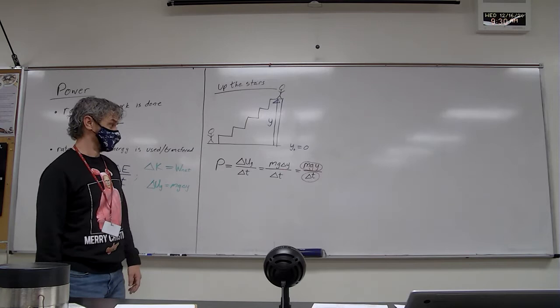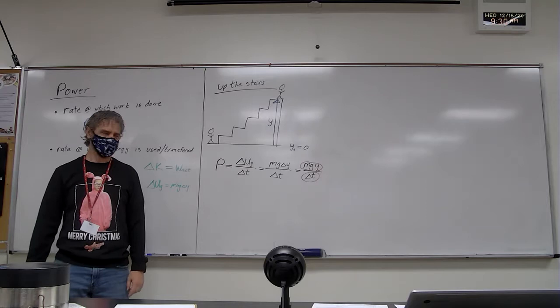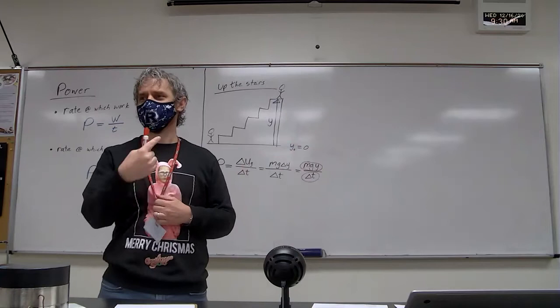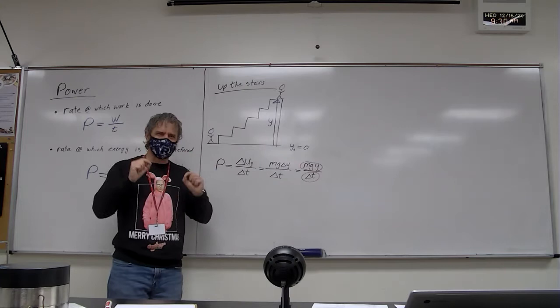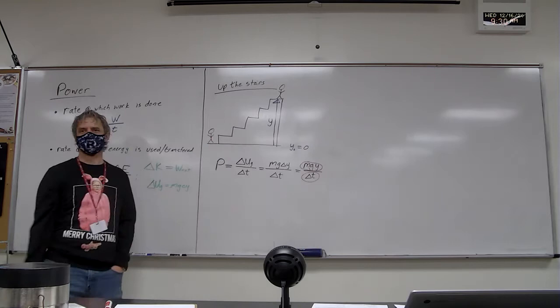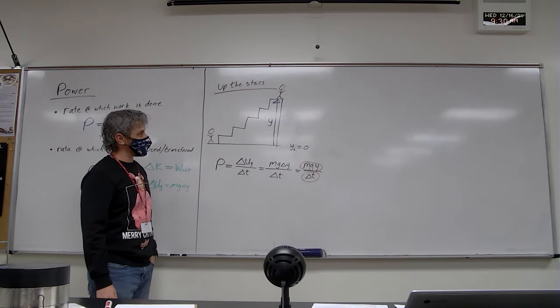So anyway, power output, mgy over delta T if you're talking about an object changing elevation. Note that a lot of example problems involve stairs. A lot of example problems involve weightlifting. What doesn't matter, at least when we're not talking about very specific things going on inside the person's body, is the horizontal distance traveled when you're climbing stairs. The reason that really doesn't matter is because when you're moving up, you're fighting against gravity.